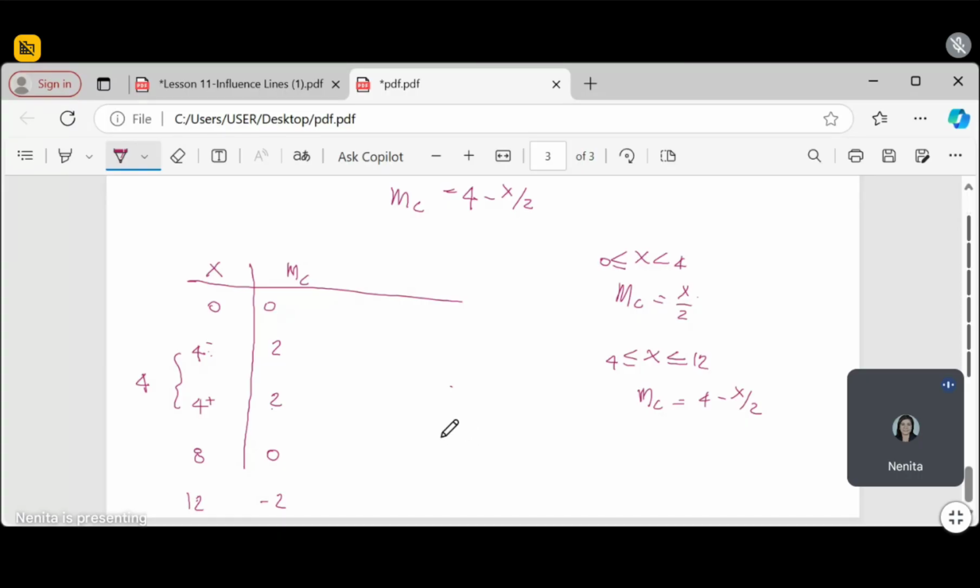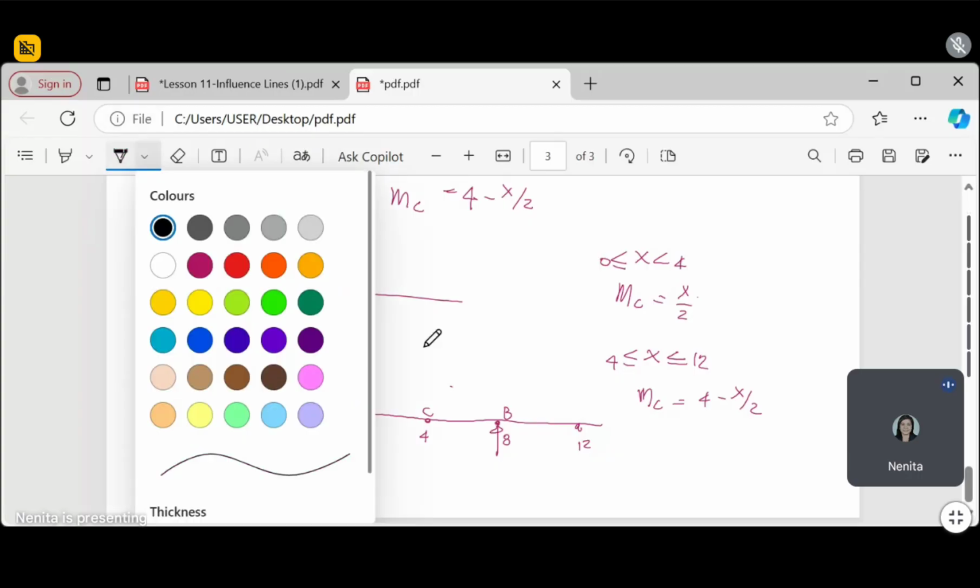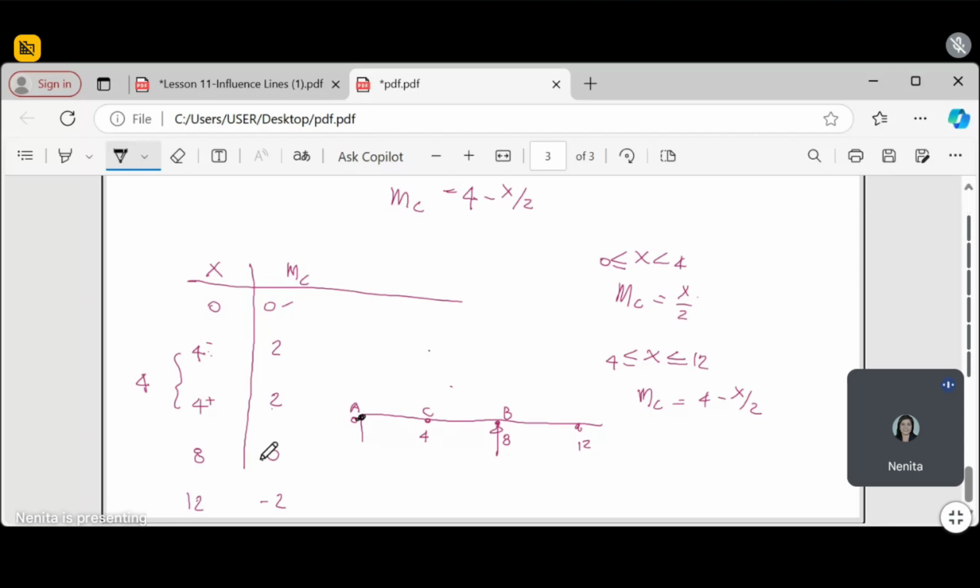So, therefore, class, the influence line diagram would be like this. Let's say this is our 0. This is our 4, which is at point C. This is point B, and this is our point A. This is 8, and this is your 12. At point B, it's 0, so you can observe it is 0.